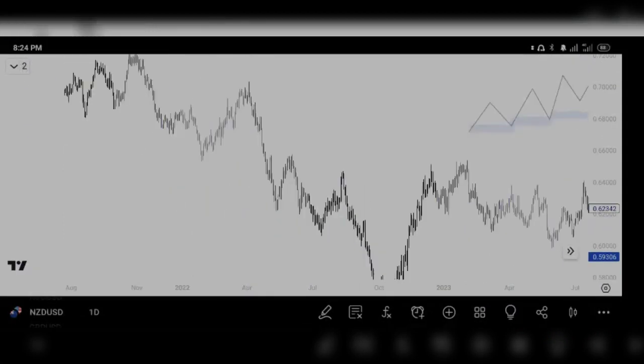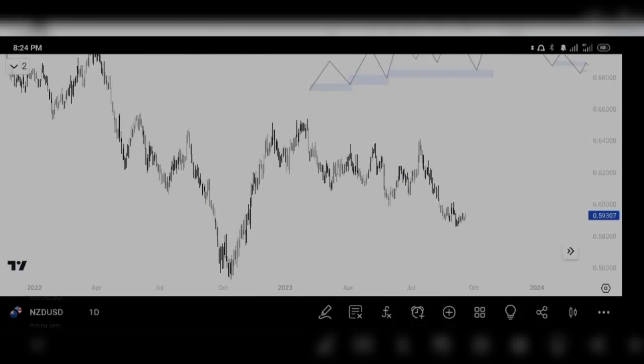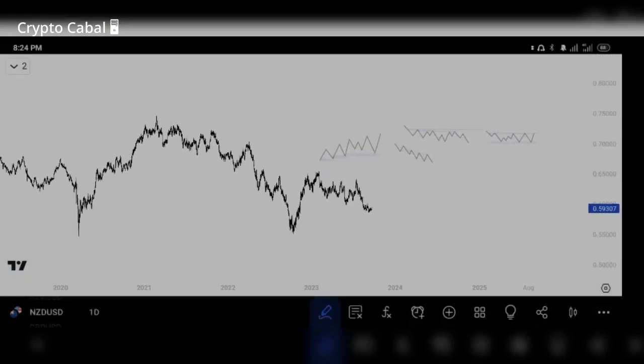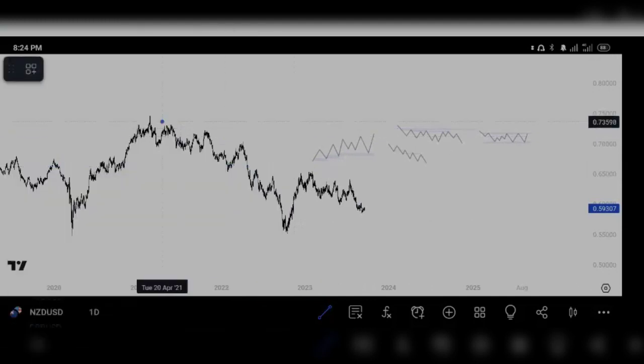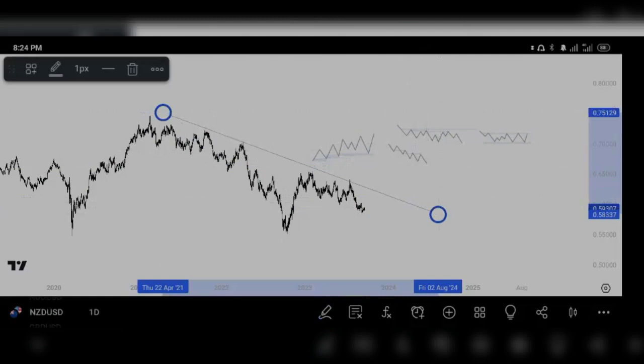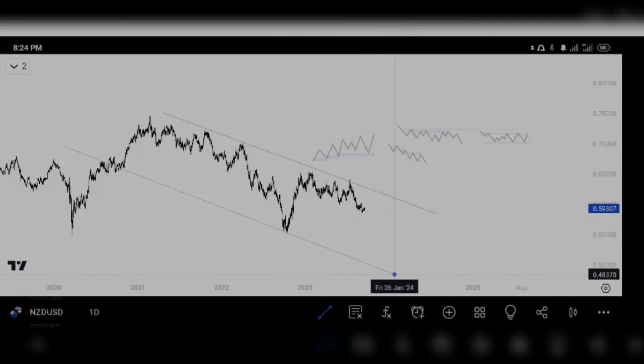Now, if I should dive into my chart, you see what I am trying to explain to you. You can see that price, this particular pair, is in a downtrend. When you apply your trend line, you see price is in a downtrend. Look at this. Price is moving in a downward manner, right?